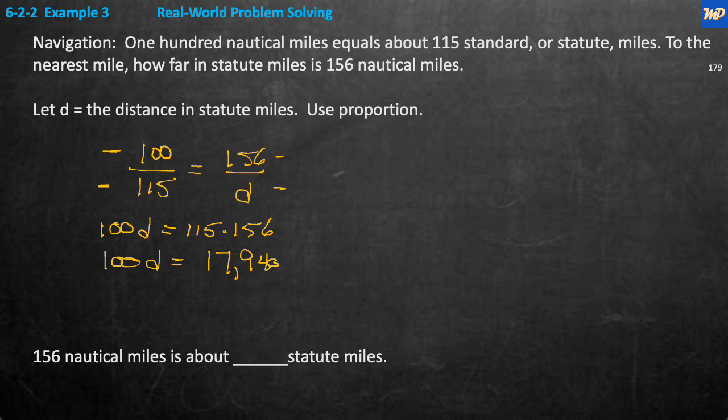Now we have to divide both sides by 100. So we're going to divide this side by 100, and we're going to divide this side by 100. And we're going to end up with D is equal to 179.4. But they want the answer to the nearest mile. So we round down on the 4. It's 179 statute miles.